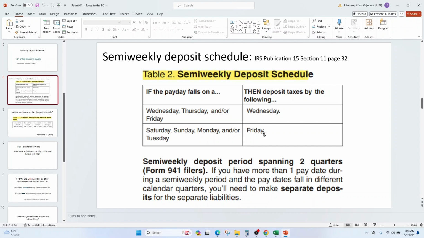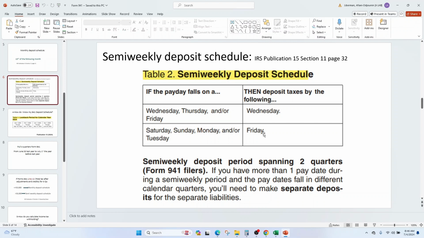So you make a deposit on Wednesday for wages that you paid the previous week from Wednesday to Friday, and then you make a deposit on Friday for wages that you pay from Saturday last week to Tuesday this week. You make that deposit by Friday this week. Does that make sense? And that will be the semi-weekly deposit.